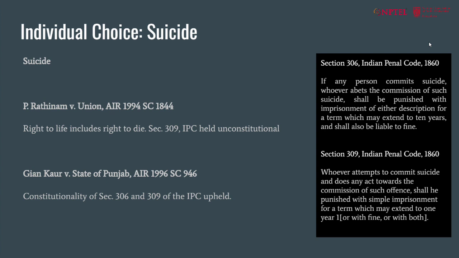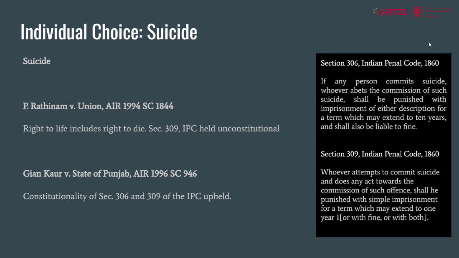And let's move on to the second issue arising in Article 21 cases related to the deprivation of life. Now, as many of you may know, suicide in the Indian Penal Code is punishable. So if any person commits suicide, whoever abets the commission of such suicide, Section 306 tells us, shall be punished with imprisonment of either description for a term which may extend to 10 years and also be liable to fine. So the attempt to commit, the abetment of the commission are all punishable.